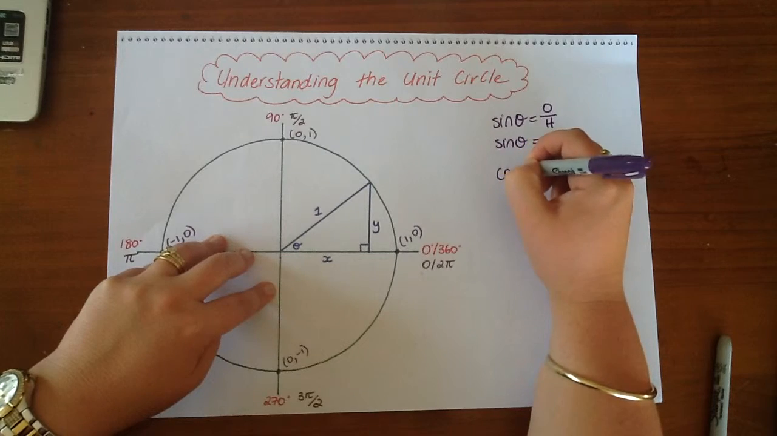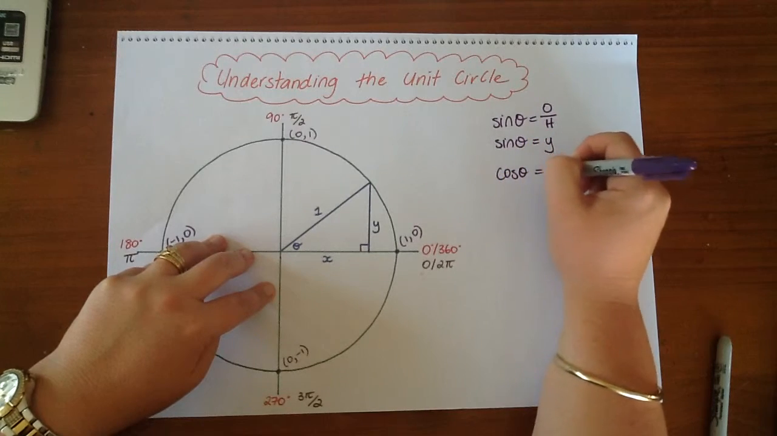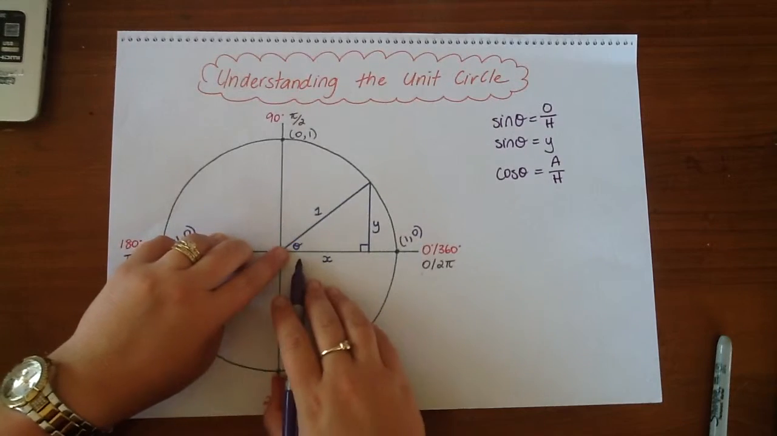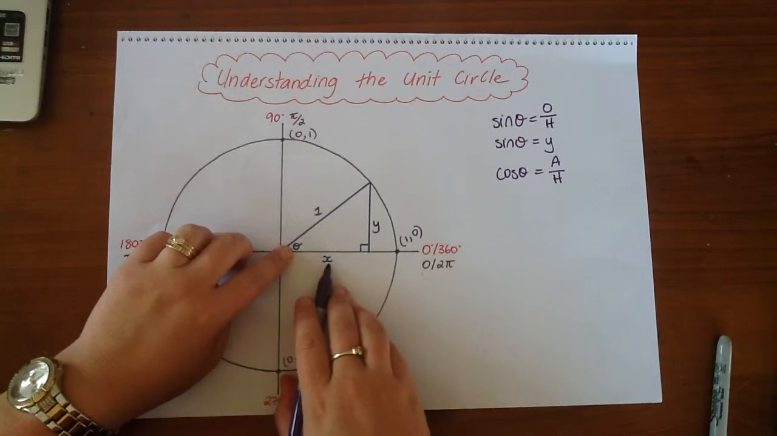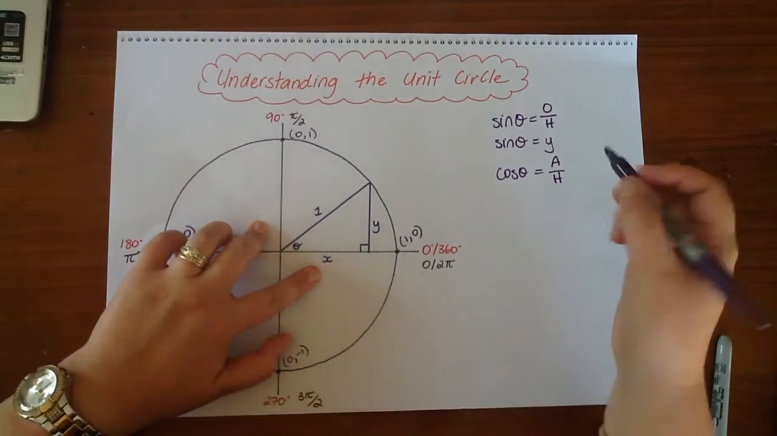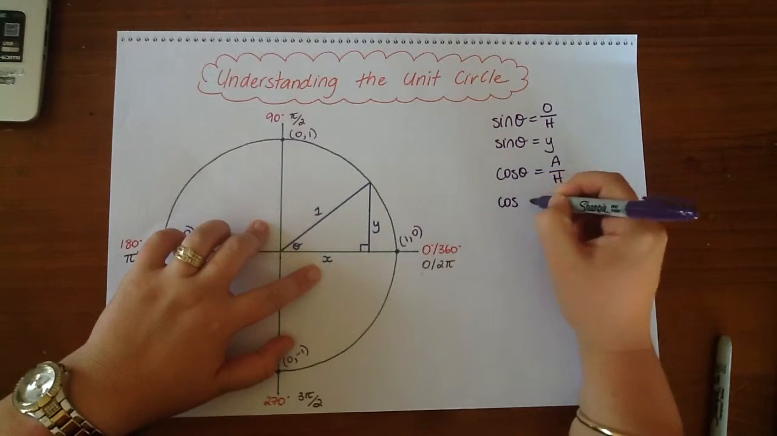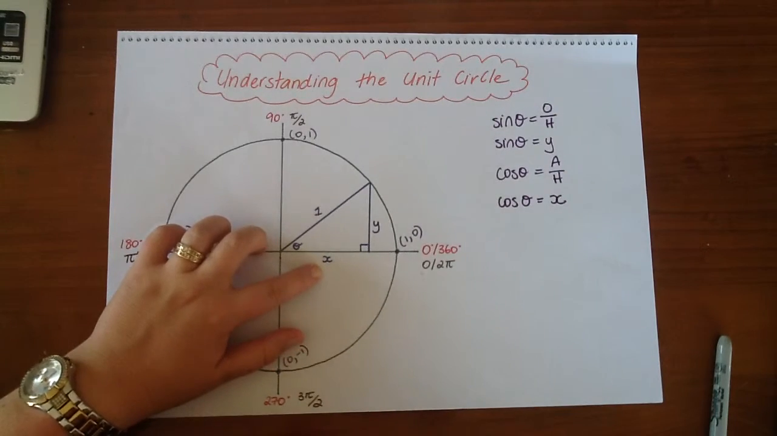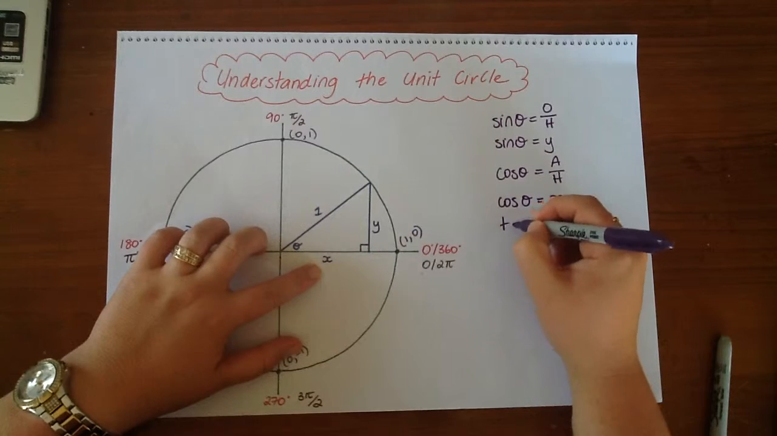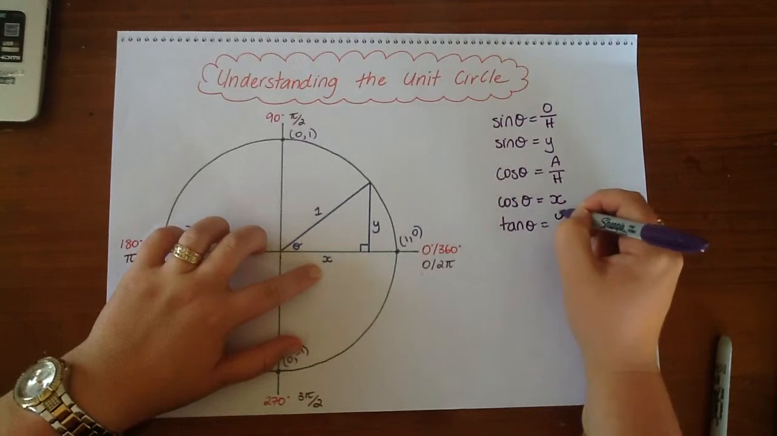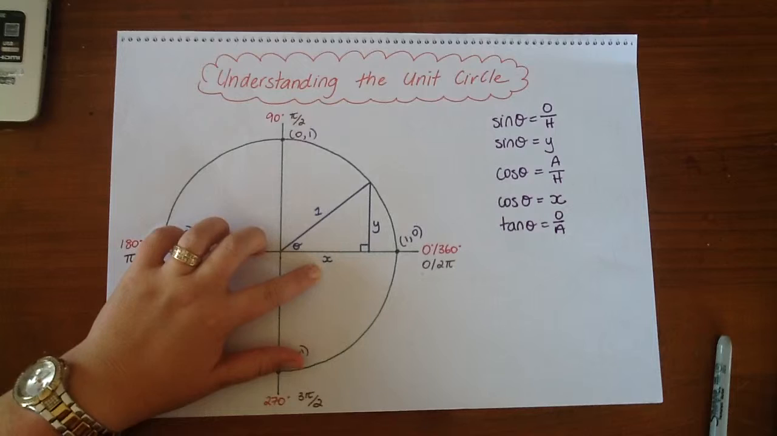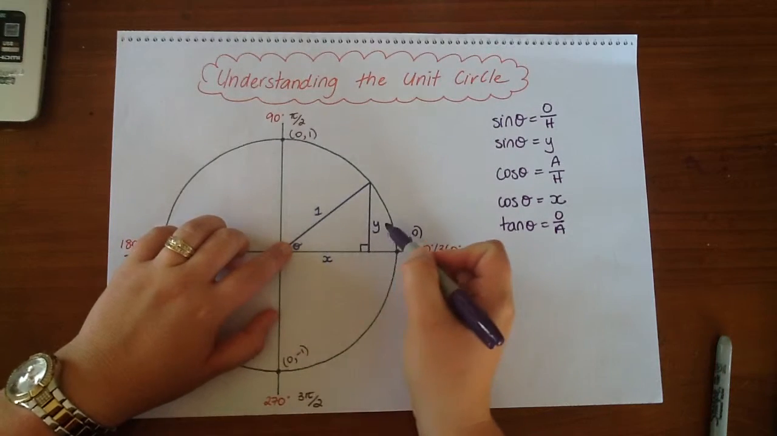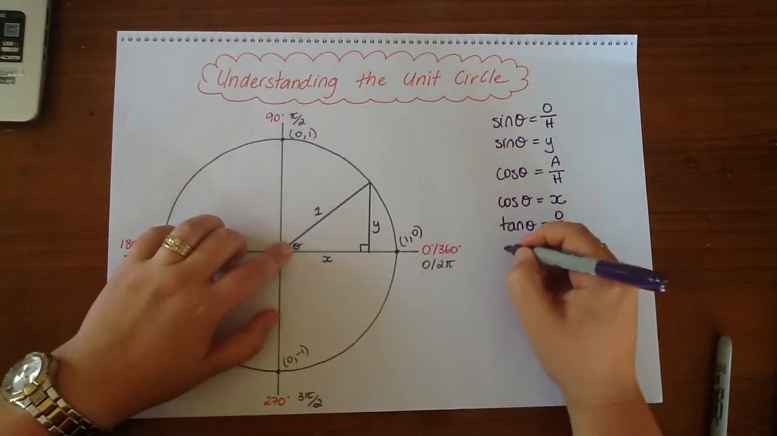So cos is adjacent over hypotenuse. So if this is our angle here, adjacent to it is X, and the hypotenuse is again 1. So we write cos theta equals just X, because there's no need to divide by 1. And our last rule, tan is opposite over adjacent. So if this is our angle here, the opposite is Y and the adjacent is X.